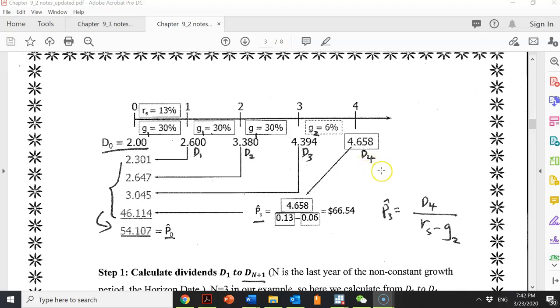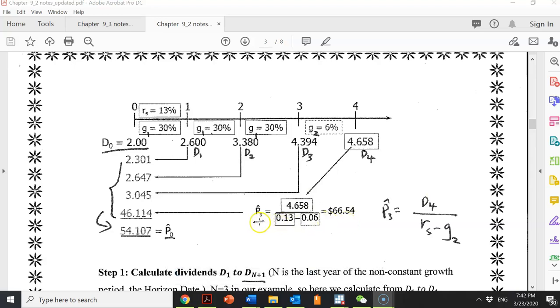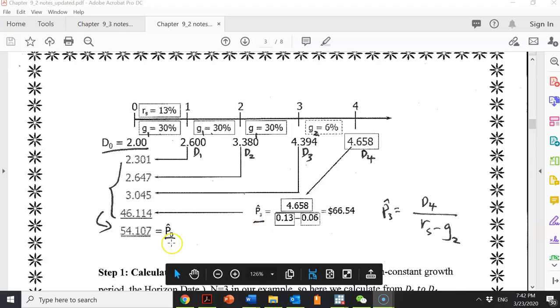Step 2, we're going to discount all the dividends in the second stage to get Pn, the horizon value, which is P3 here. We're going to use the constant growth model, which is D4 over RS minus G2 for the second stage. So we discount all the dividends to time n, time 3 here. And step 3 would be to discount D1, D2, D3, and P3 to present, and add them up. So we have P0.